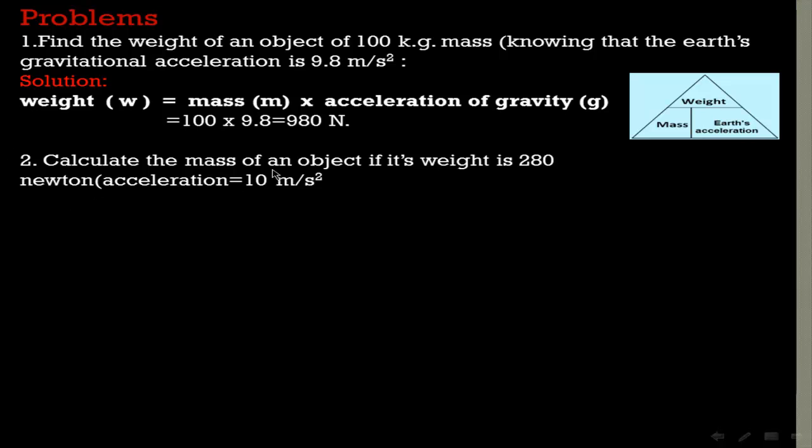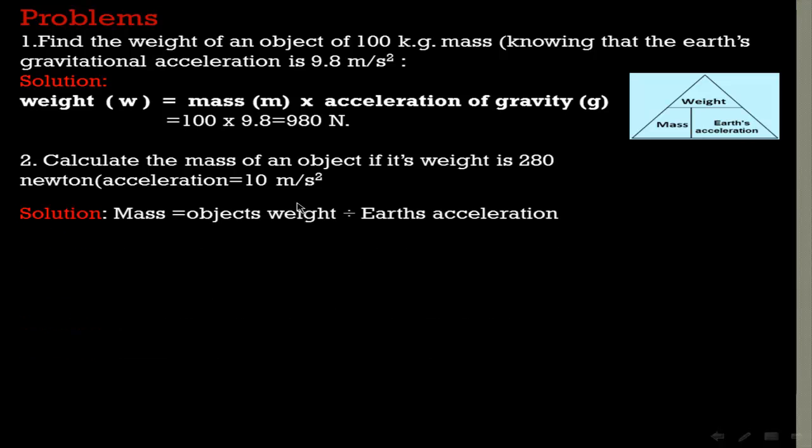Number two, calculate the mass of an object if its weight is 280 Newton, knowing that its acceleration equals 10 meter per second square. The answer will be: he gives me the weight and acceleration, and he wants to know the mass of this body. So the mass will be weight divided by Earth's acceleration. Mass equals weight over Earth's acceleration.